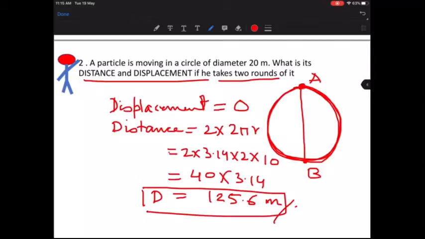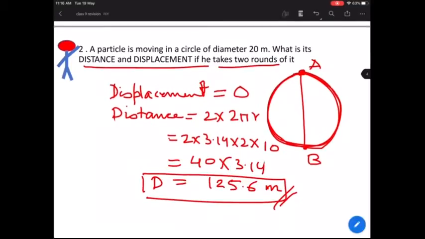So that will be your distance. So is it clear to you? This question will make your concept of diameter as well as your distance and displacement clear. Fine, so should we move ahead with the next question? So you can get a circle, you can get a square, you can get any figure, and we may ask you to calculate the distance and the displacement.